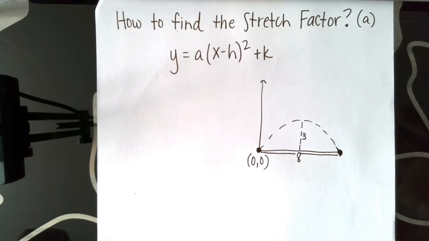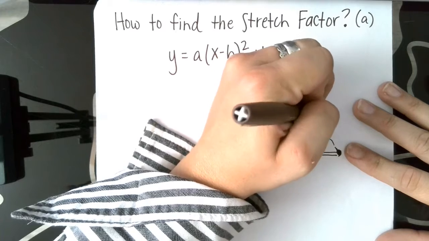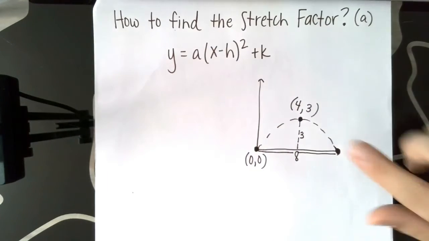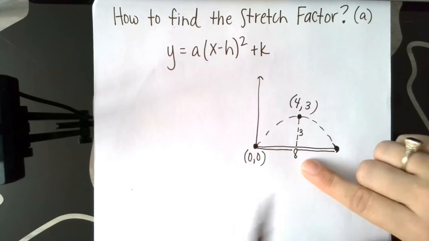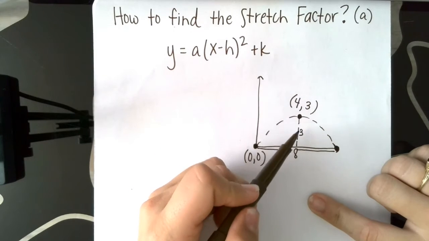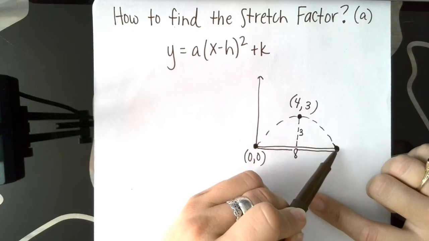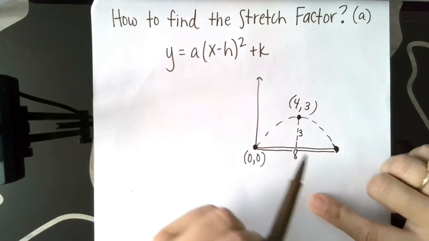So that makes me able to find my vertex. And my vertex would be right here, and it will be at 4, 3. Now, why did I use 4 instead of 8? Well, 8 is this whole distance here, and my vertex is only halfway through the parabola, right? So I come up, I'm at my halfway point, and then I go down. So I took half of 8, which is 4.